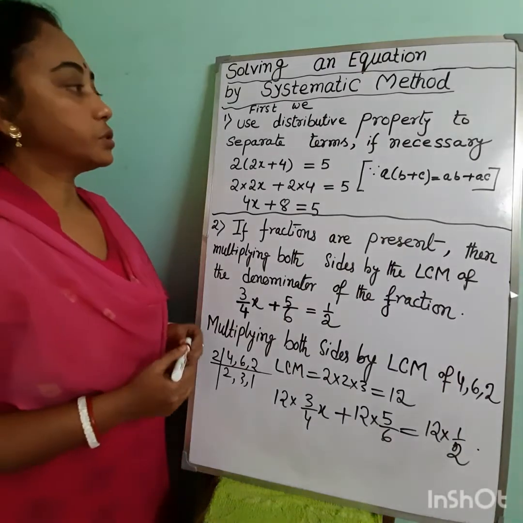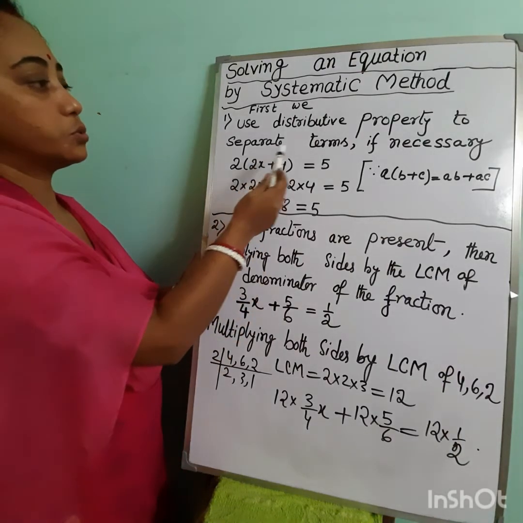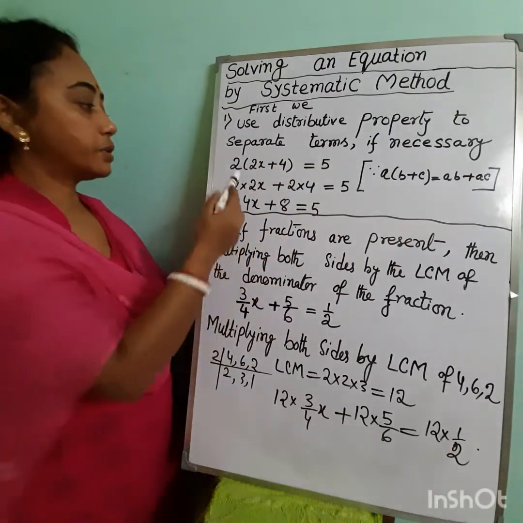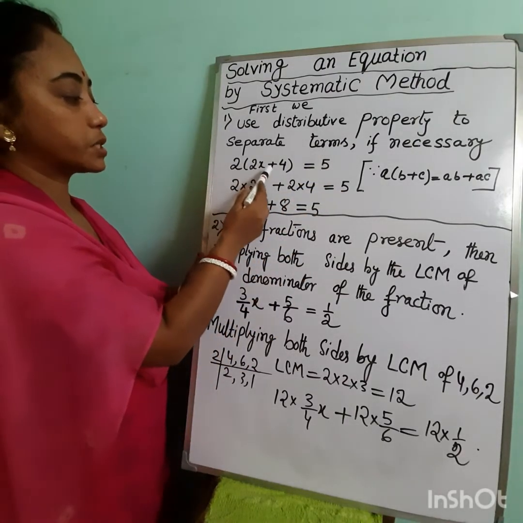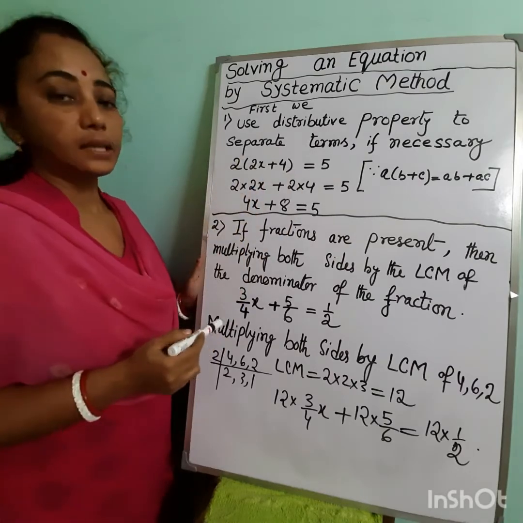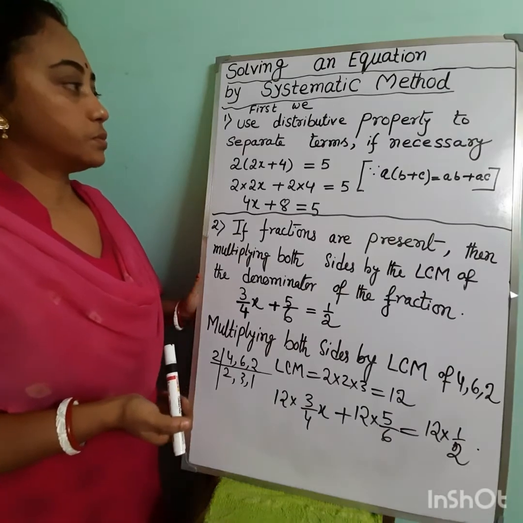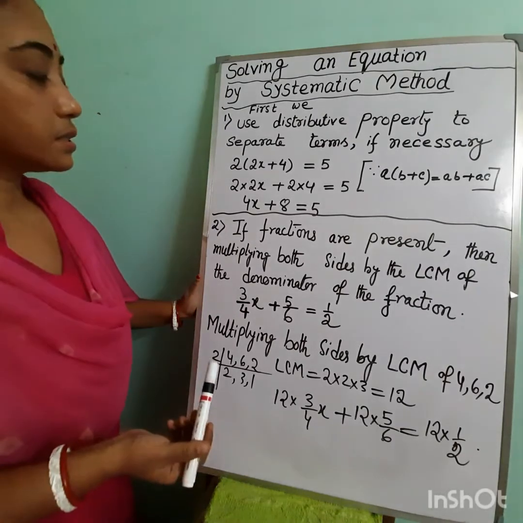First, we will use the distributive property to separate terms if necessary. So, if any equation is given, suppose 2 multiplied by (2x plus 4) equals 5, at that time we first use the distributive property to separate the terms. So, what is the distributive property?